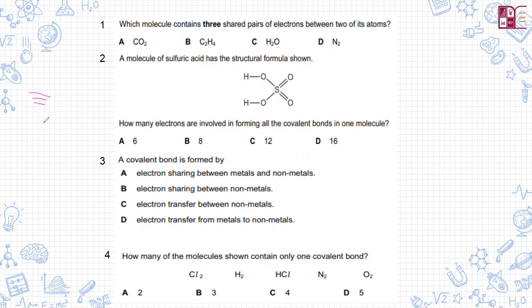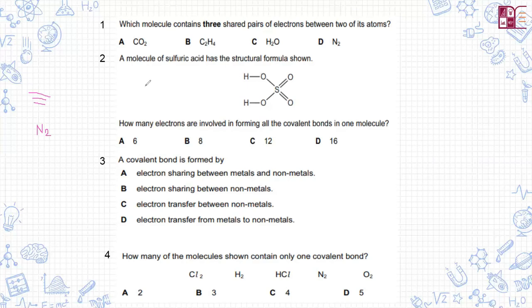This is going to be in group 5, and we already studied that the nitrogen molecule N2 has three shared pairs of electrons. It's always going to share three electrons because it needs three more electrons to complete its octet configuration, because nitrogen is in group 5. So the first one is A CO2, no. B C2H4, C H2O, and then D N2. So this is going to be D, N2.